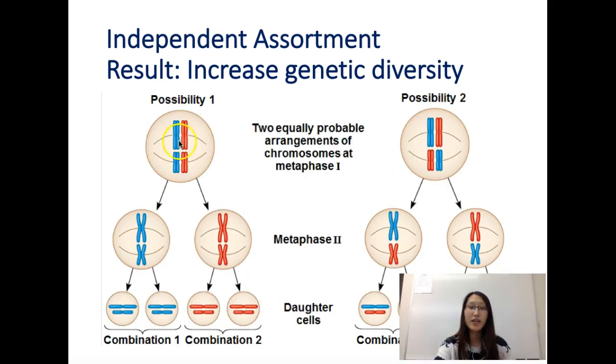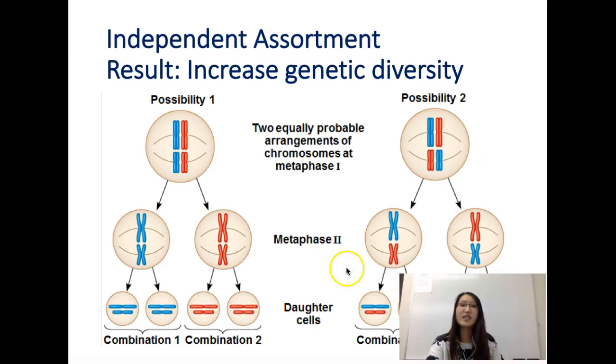So let's see. If we were to only have 2 pairs of homologous chromosomes, how many chromosomes are there? 1, 2, 3, 4. So 4 individual chromosomes. You would have, during metaphase, this lineup, where these 2 blue chromosomes are separated together and these red chromosomes are separated together, and you'll have these 2 combinations for the daughter cells. But you could also line up like this, where you would have these 2 different combinations for the daughter cells.